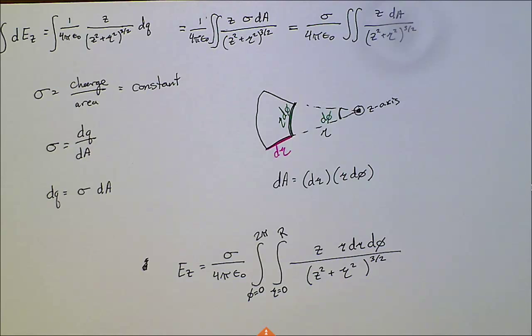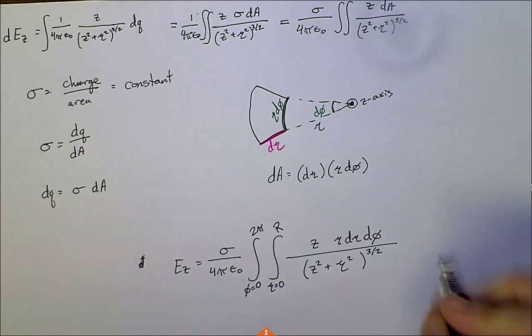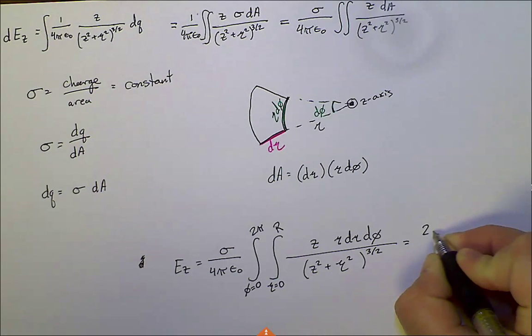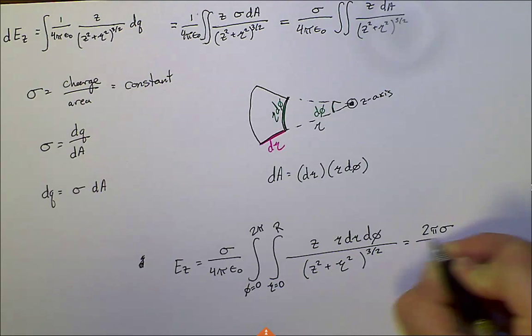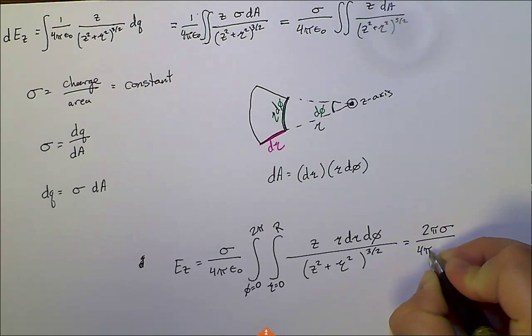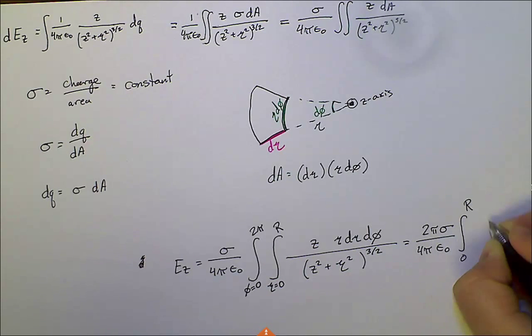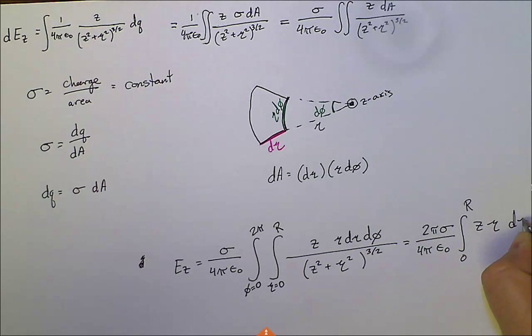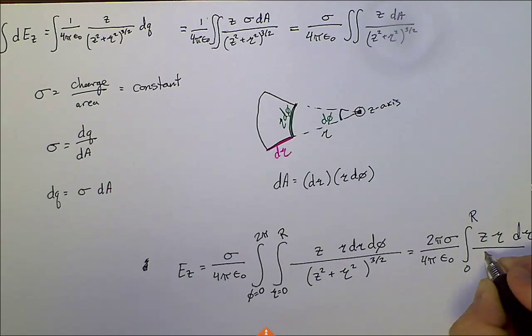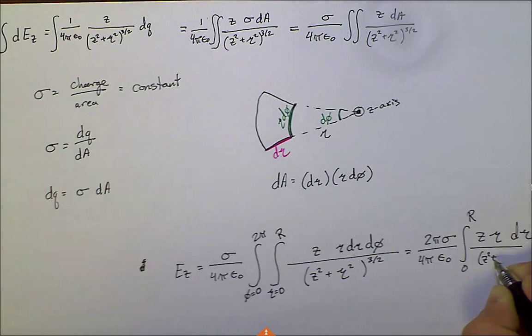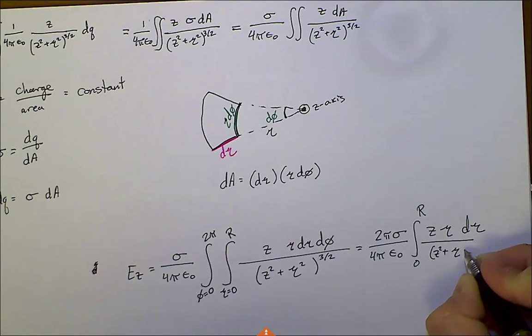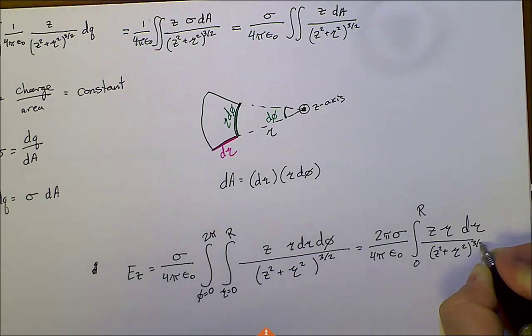Very nice. Now I can do the phi integral really easily because there's no dependence on phi in my integrand. So I can easily write this just as 2 pi sigma over 4 pi epsilon naught, and now the integral from 0 to big R of z script r dr over z squared plus script r squared to the 3/2.